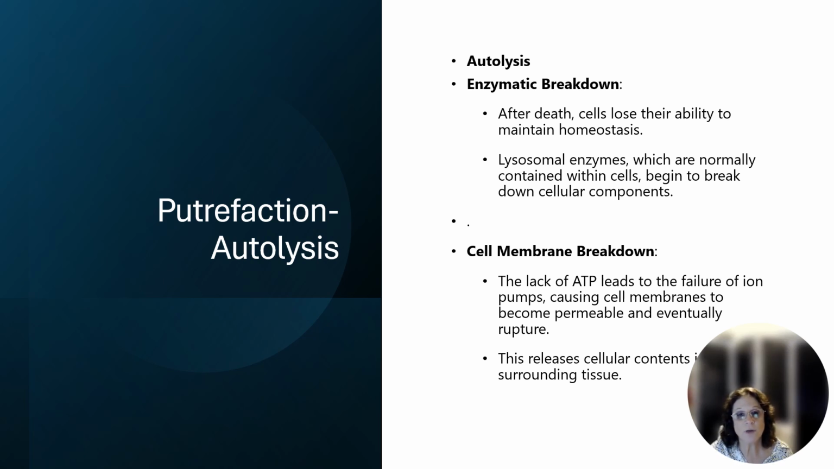The cell membrane will break down because of that lack of ATP. It leads to a failure of those ion pumps, so the cell membrane becomes very, very permeable, and eventually it ruptures. And then it releases the cellular contents into the surrounding tissues. So now everything starts breaking down.